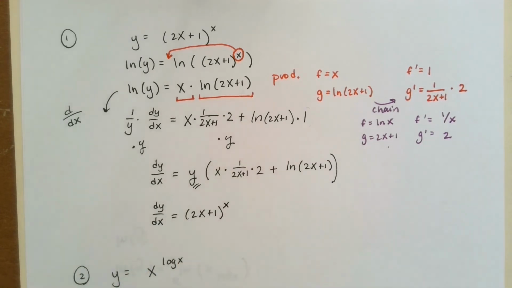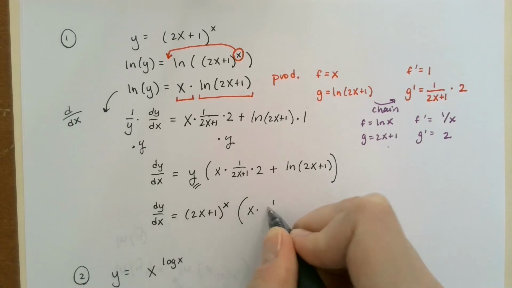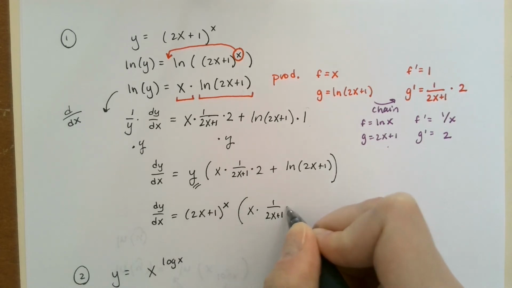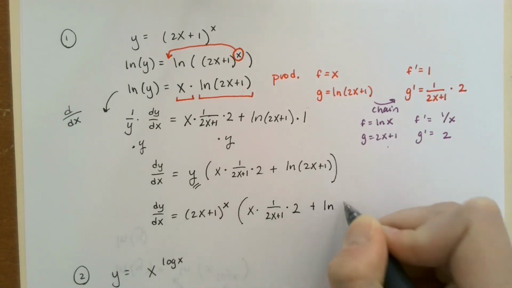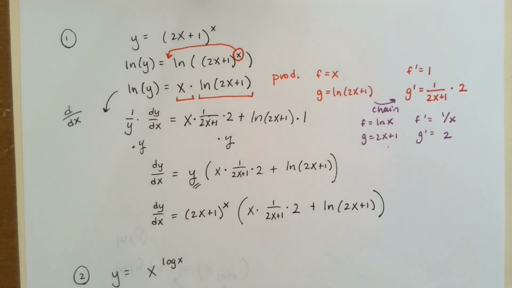So in my original line, y was 2x plus 1 to the x. So I'll put that instead of y, and then everything else will stay the same. Again, I could clean up the term I'm writing right now, but I'm not going to bother. All right, and that last line right here is my final answer.